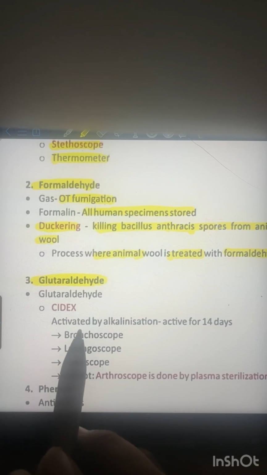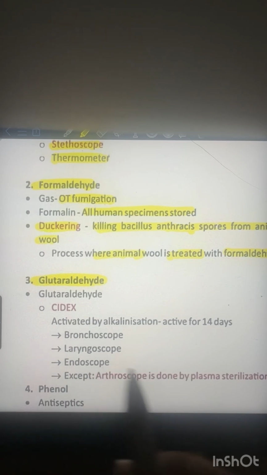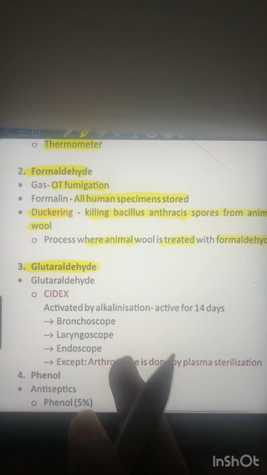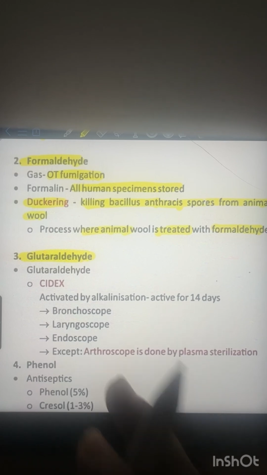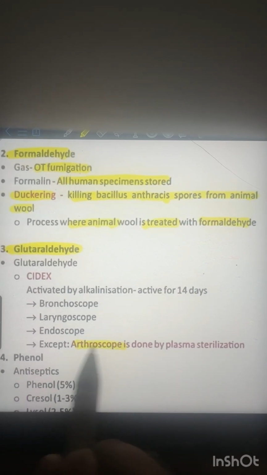Every possible scope, laryngoscope, bronchoscope, endoscopes, all the scopes are put inside Cidex. Now let me tell you, all the scopes are put inside Cidex except a very recent and a very famous question, and that is going to be the arthroscopes. What is preferred for the arthroscopes is plasma sterilization, which I'm going to teach you in exactly 5 minutes. So plasma sterilization for the arthroscopes.